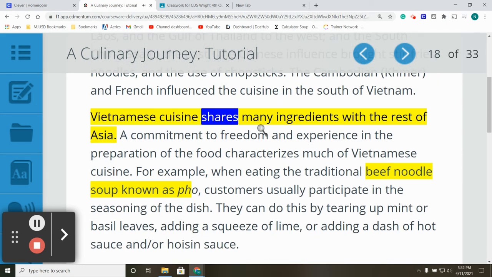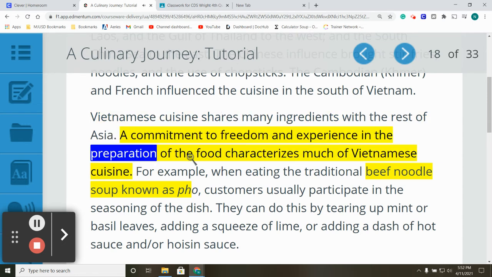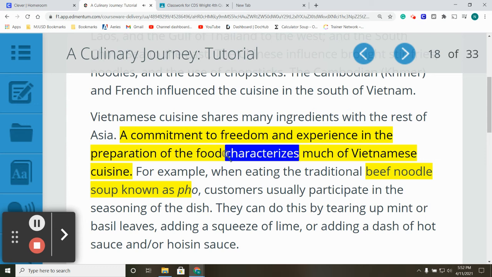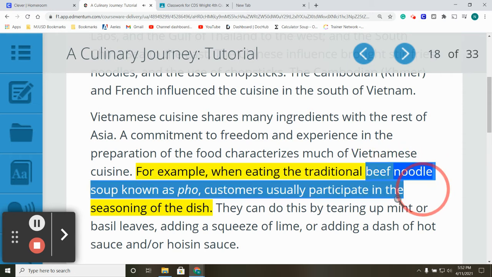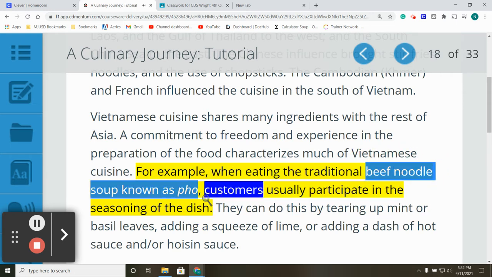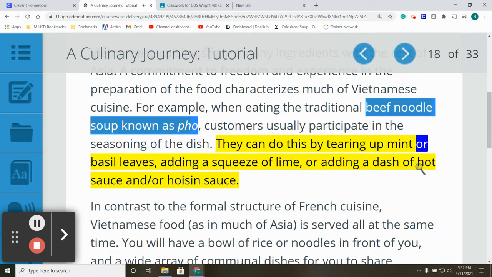Vietnamese cuisine shares many ingredients with the rest of Asia. A commitment to freedom and experience in the preparation of the food characterizes much of Vietnamese cuisine. For example, when eating the traditional beef noodle soup known as pho, customers usually participate in the seasoning of the dish. They can do this by tearing up mint or basil leaves, adding a squeeze of lime, or adding a dash of hot sauce and/or hoisin sauce.